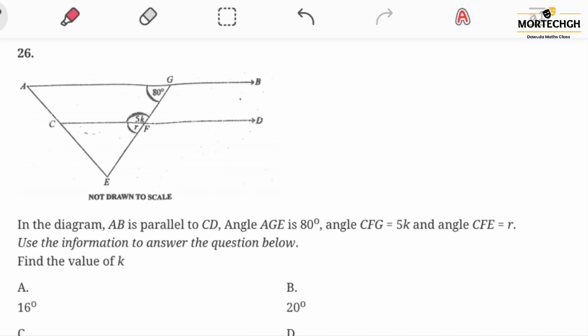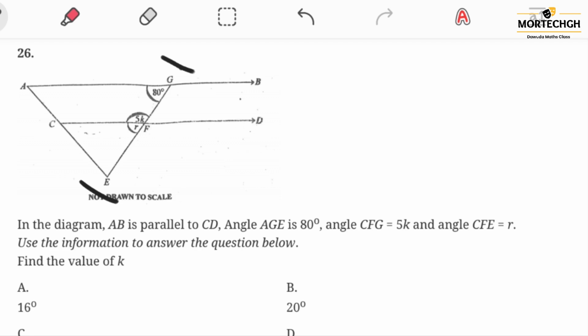The same diagram with a different question. Now we are asked to find the value of K. To find the value of K, we know the R and the 80 are alternating angles, meaning they are the same. So R is equal to 80, and then we have 5K at the other side, on the line EG. Consider this line EG. We have R and 5K on the line.